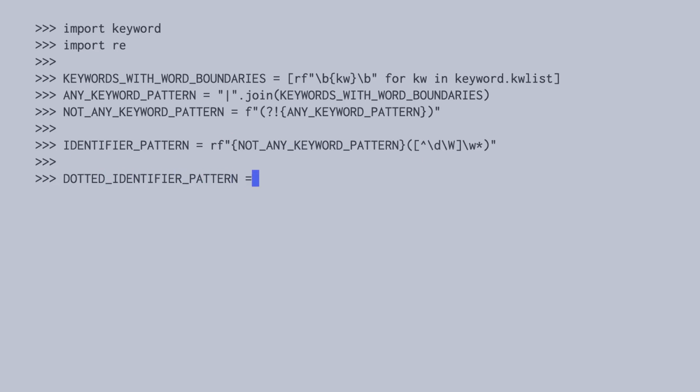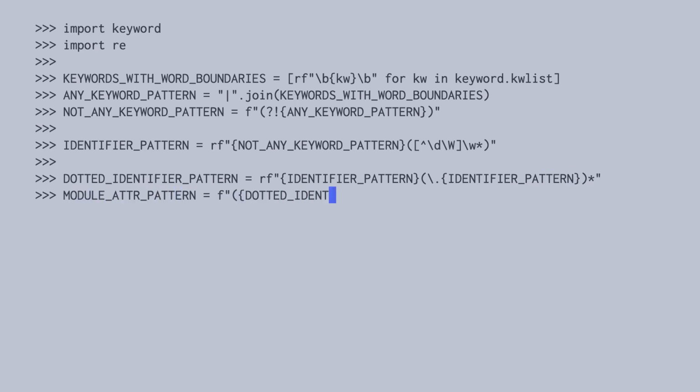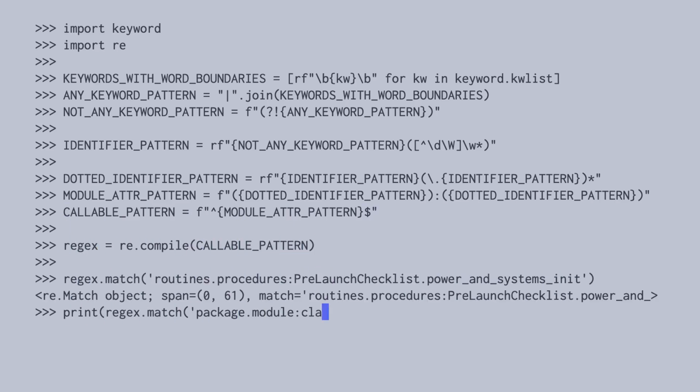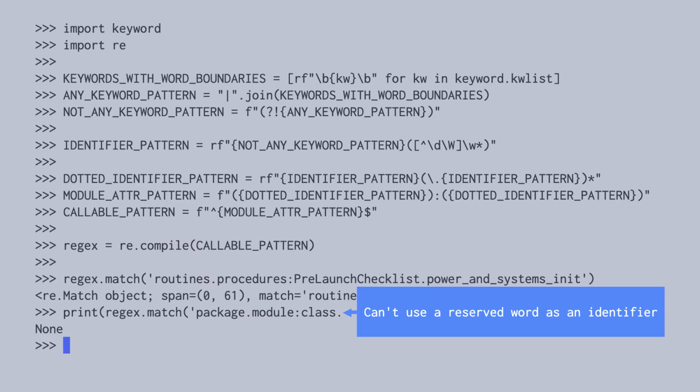The dotted notation we described earlier assumes that the initial identifier can be followed by any number of identifiers, each preceded by a dot. Finally, the complete object reference pattern that will be used to locate the module and its nested attributes is represented by two dotted identifier patterns separated by a colon. Make sure the pattern matches the whole string, from start to end, and the callable pattern is ready. Now it can be compiled and tested against permitted and prohibited names, a check that can fail for a number of reasons.